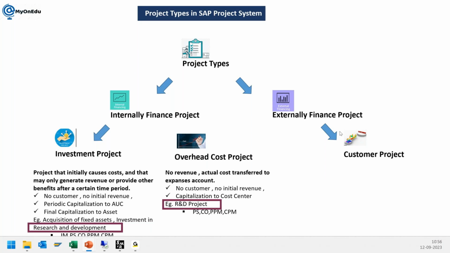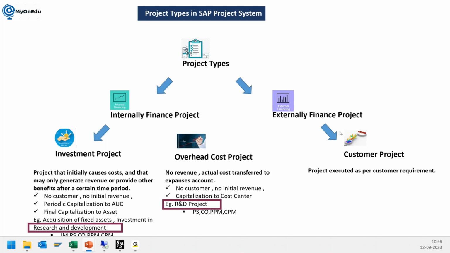Whenever we say customer project, it's simple: it's our revenue project, or our externally financed project. It means we are doing something and someone is paying us to do that. When someone is paying for that, it means we have profitability. So the project is executed as per the customer requirement. Because it's a customer project, whatever they ask.